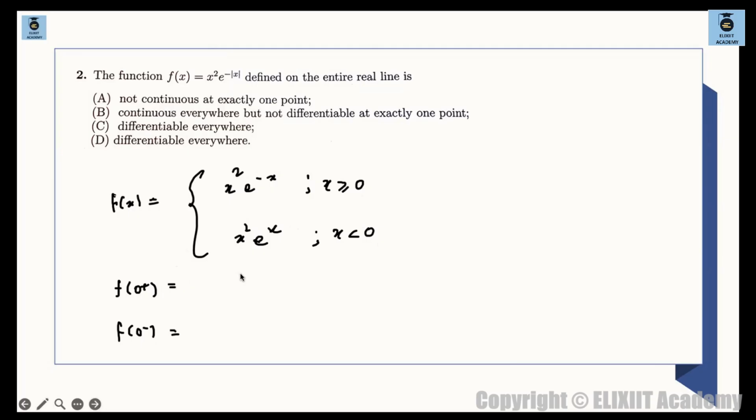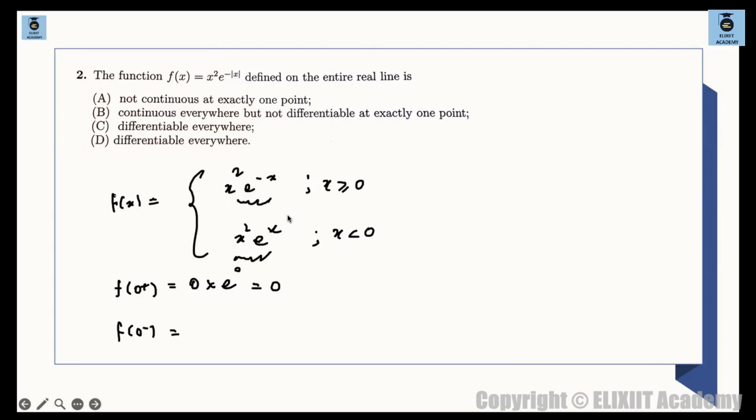So f of 0 plus is how much? For 0 plus we'll take this branch: 0 into 0 square, which is 0, into e raised to the power of minus 0, which is 0 only. So this will be 0. And similarly, when x is less than 0, we'll consider this branch.